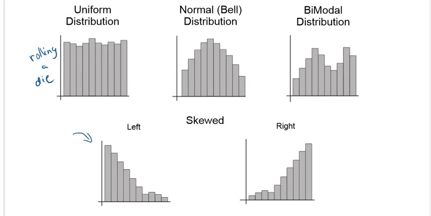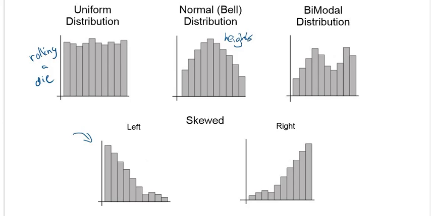A normal bell distribution is one where we have our peak right in the middle, and we have less to the left and right. And we call it a bell because it forms the shape of a bell. And an example of this might be, let's say, the heights of a group of people. There might be a few people that are on the shorter side, a few people on the taller side. Most people are going to be right in the middle, usually speaking.